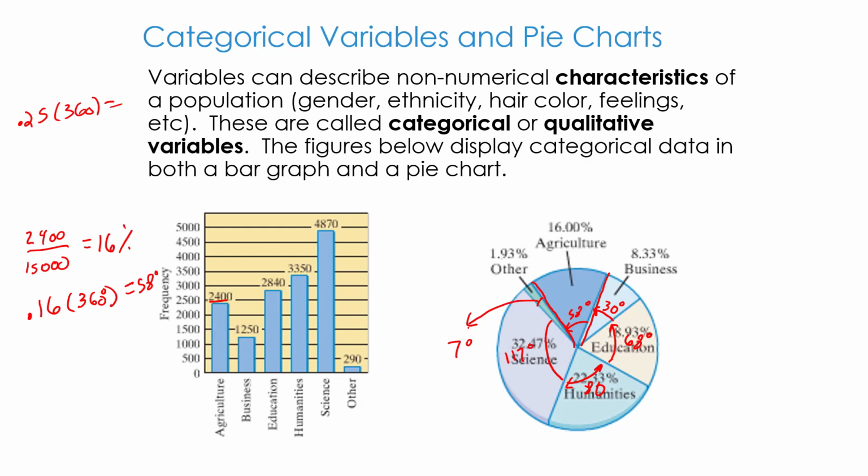Or you could calculate it directly, 290 divided by 15,000 times the 360. Sorry, I said 1,500 earlier. And yep, it tells me 6.96, rounded to the nearest whole. That should be a 7-degree wedge. So that's how you figure that out.